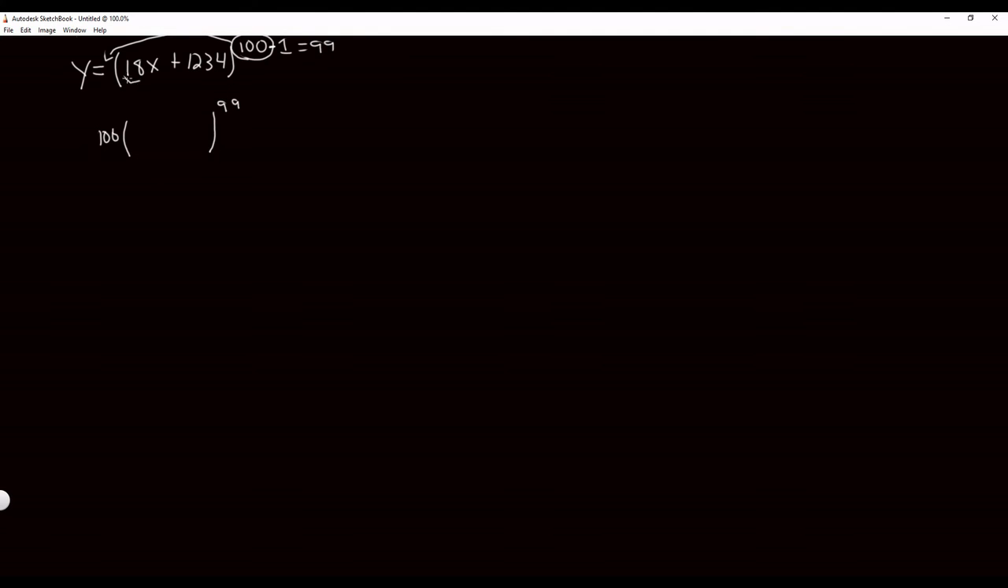Then we're going to bring down the inside function unchanged. So 18x plus 1, 2, 3, 4. And then we need to multiply it by the derivative of the inside function. And the inside function is 18x plus 1, 2, 3, 4. The derivative of this is just 18, so times 18. And that's the answer. We can further simplify it, but it'd be 1800 times 18x plus 1, 2, 3, 4 to the 99th power. And that is the derivative of this problem.